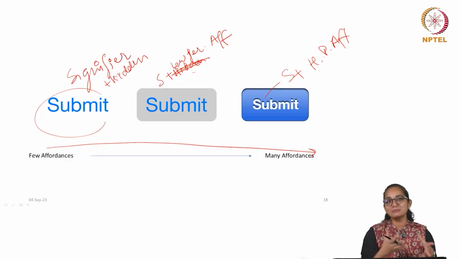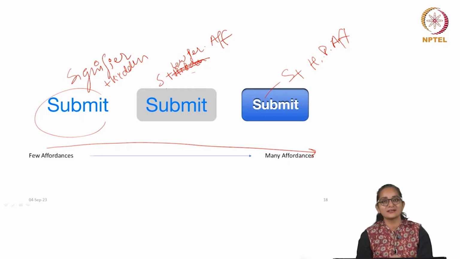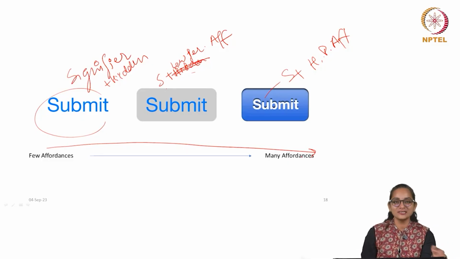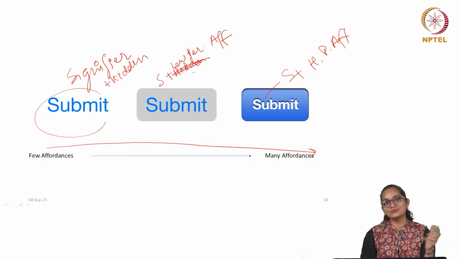So this is how they can make use of fewer affordances, if they want to force you to do something which you don't want to do. And they can make you do things which are necessary or important in the whole interaction or process, just by adding affordance, or by removing affordance they can make you do things which you don't want to do as well.